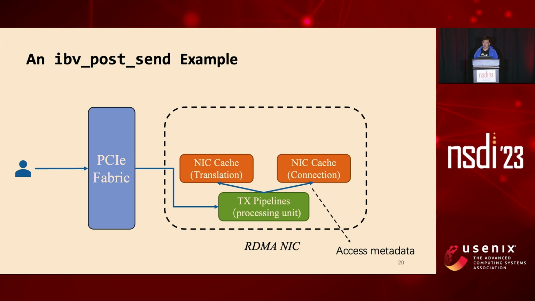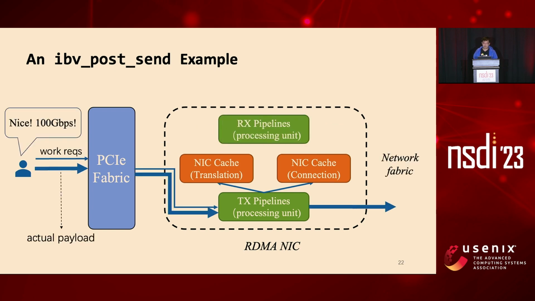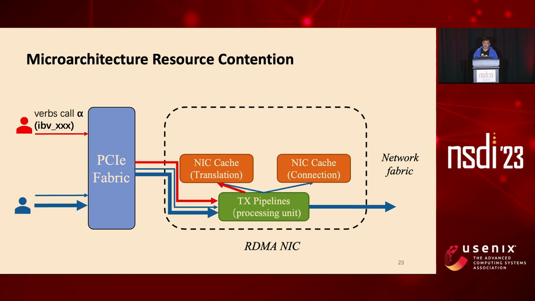This information is usually stored in the NIC cache. However, if a cache miss happens, the RNIC needs to issue extra PCIe operations to fetch this metadata from the host DRAM, which can potentially cause a performance drop. When there is no cache miss and everything looks good, the application should reach almost full link speed. That's great. Now let us assume another tenant joins the network and calls some specific type of RDMA operation, let's say a verb call alpha here.